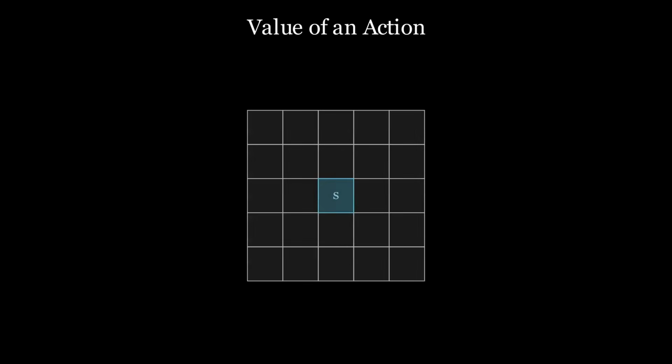We've been talking about the value of states, but what about the value of actions? From this state, each action has a different value. Going up is worth 8, going right is worth 12, going left is worth 5.